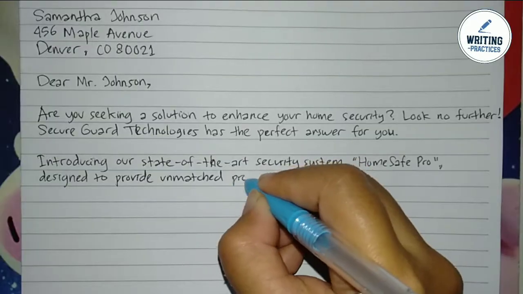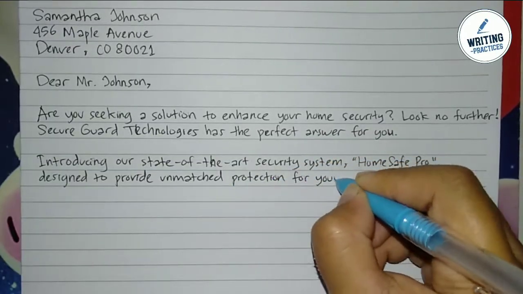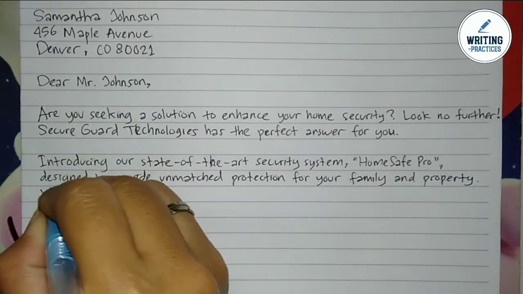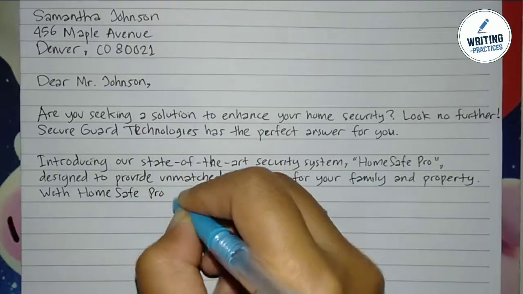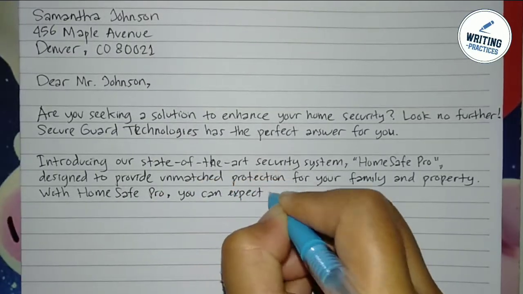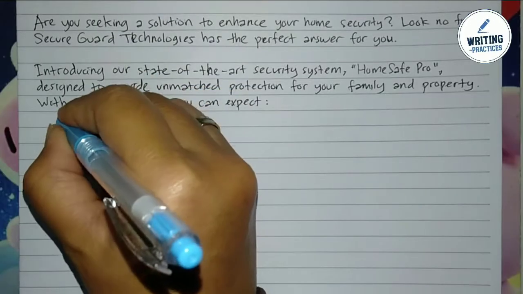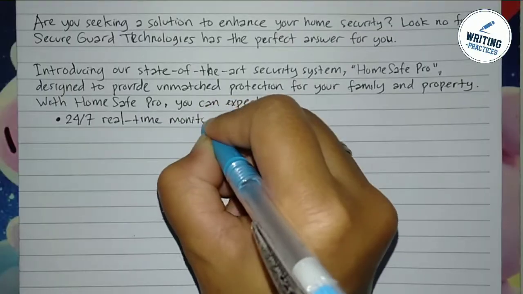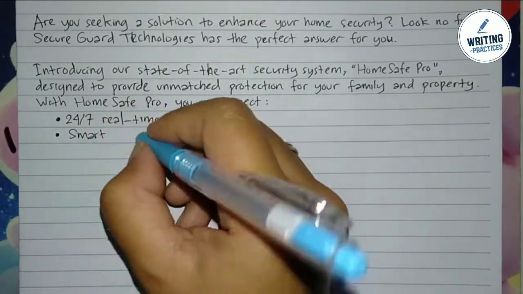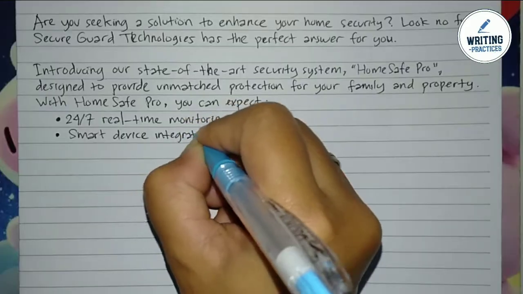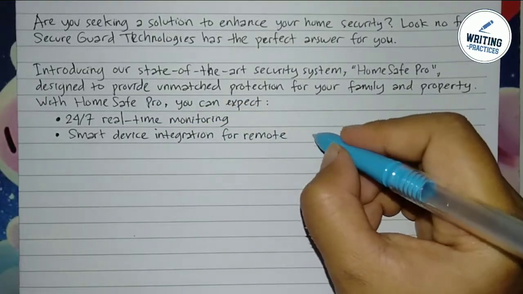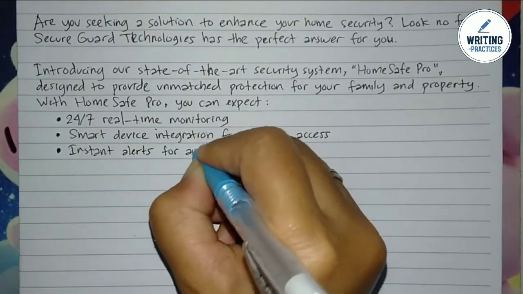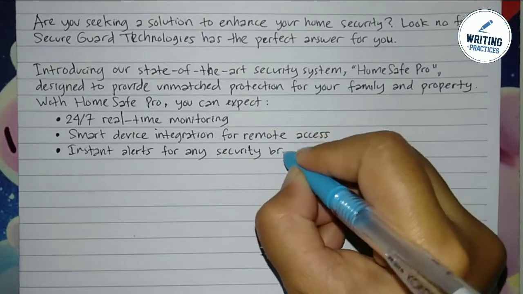For example, you can write something like, "Introducing our state-of-the-art security system, HomeSafe Pro, designed to provide unmatched protection for your family and property. With HomeSafe Pro, you can expect 24/7 real-time monitoring, smart device integration for remote access, instant alerts for any security breach." It will be more eye-catching if you make it in bullet points like shown in the video.